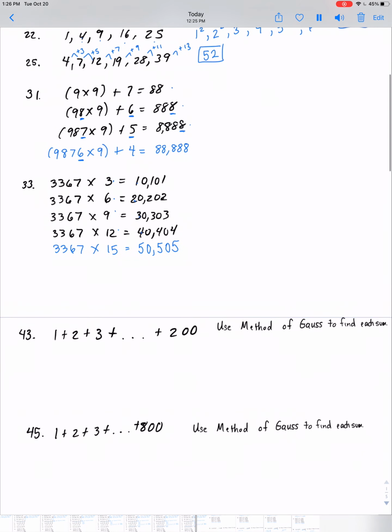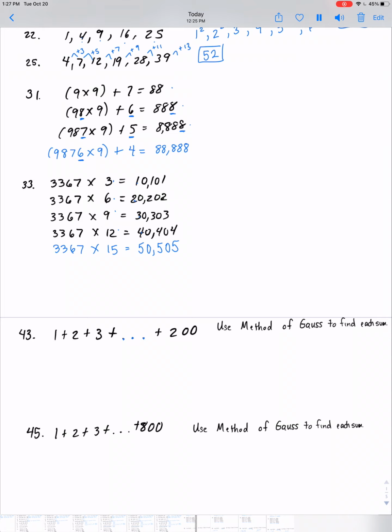Okay, these next two, we're going to use the method of Gauss. And this is a mathematician called Carl Friedrich Gauss. He established this, and so what they want you to do is add all the terms between 1 and 200. So these dots mean every term in between those. We just don't have them written out. So 3 plus 4 plus 5 plus 6 plus 7 all the way up to 200. Now, I'm going to show you how to use this method because we're not going to take all that time to add all those up in between.